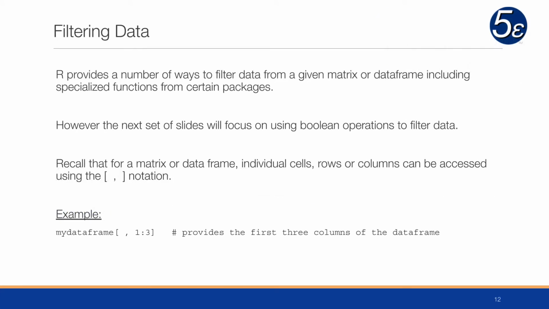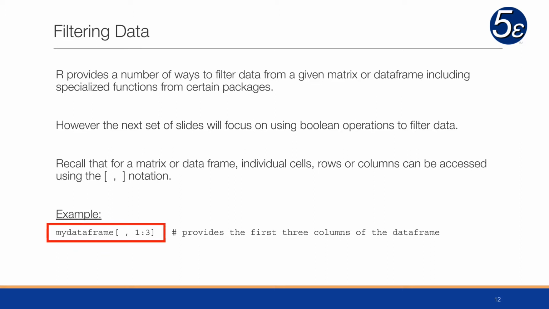Now, many times we'll have data in a data frame or a larger type of object, such as a matrix. R provides a number of ways to filter data from a given matrix or a data frame, including some special functions from certain packages. However, what we're going to focus on here is just using Boolean operations to filter the data based on rows and columns. So recall that for a matrix or a data frame of individual cells, rows and columns can be accessed using the bracket notation. Bracket, comma, bracket, where the number before the comma is the rows and the number after the comma is the columns. So here's an example.